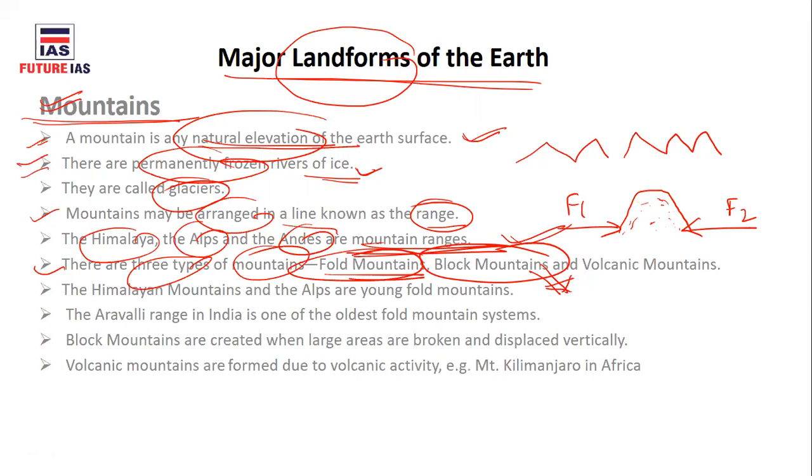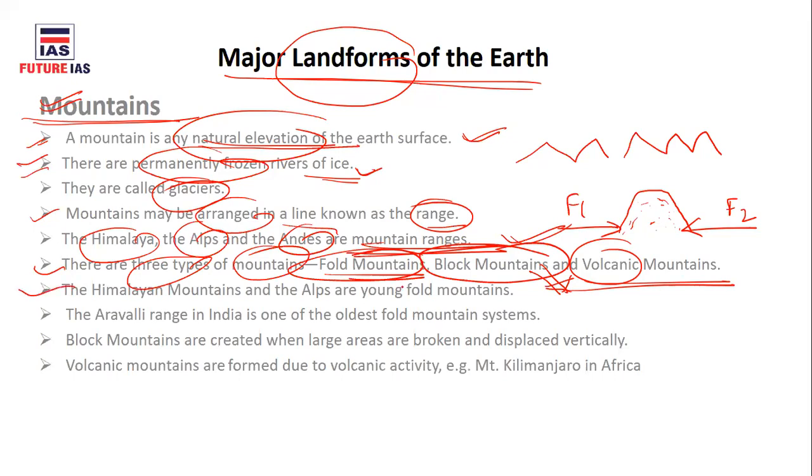Once you graduate to the higher classes, you will learn more about the block mountains, right? Volcanic mountains are mountains which are formed because of the volcanic mechanism. Volcanic means jwalamukhi. So the remnants of those volcanoes are also called volcanic mountains. They have their origin from the volcanoes, okay?